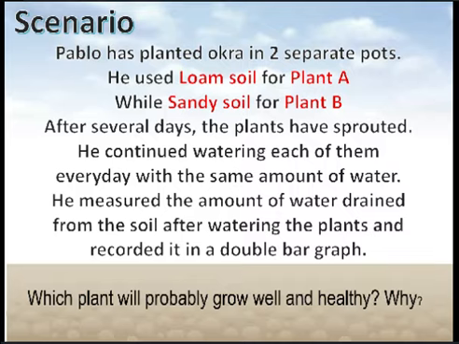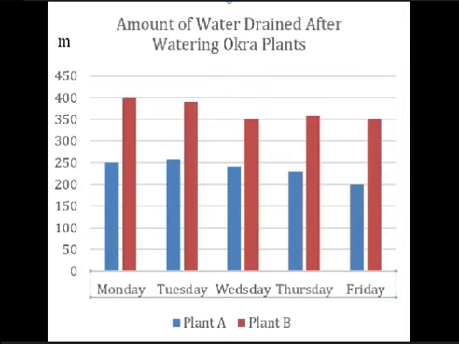After several days, the plants have sprouted. He continued watering each of them every day with the same amount of water. He measured the amount of water drained from the soil after watering the plants and recorded it in a double bar graph. Which plant will probably grow well and healthy? Why?